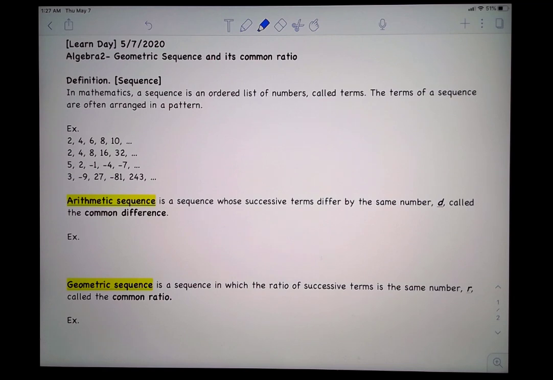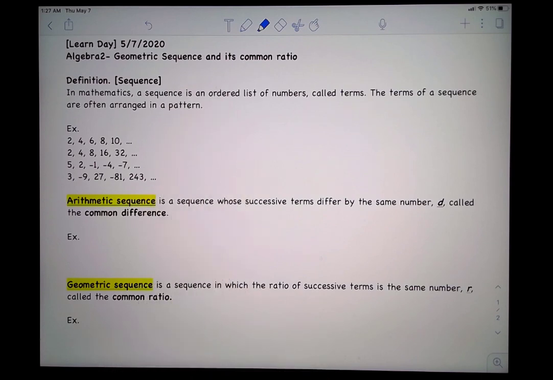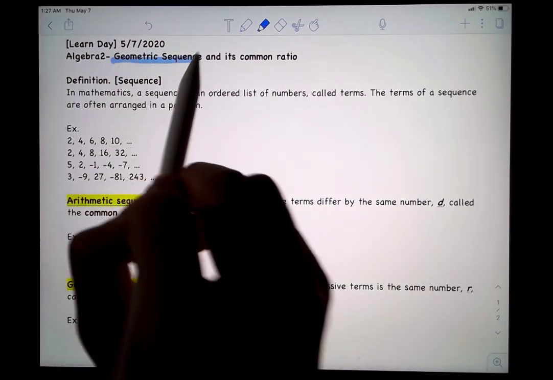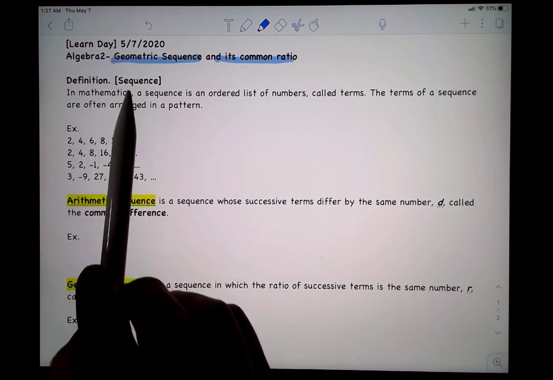All right. Okay. So look at this, guys. Today we start a new chapter. You will learn sequences, and after that we will jump into the exponential function. First, today we will do geometric sequence and its common ratio. So identifying geometric sequence and its common ratio, this is our lesson goal today. Before we start, let's look at this one, guys.